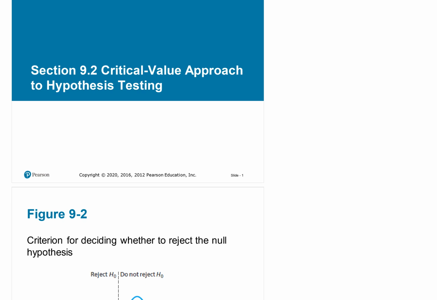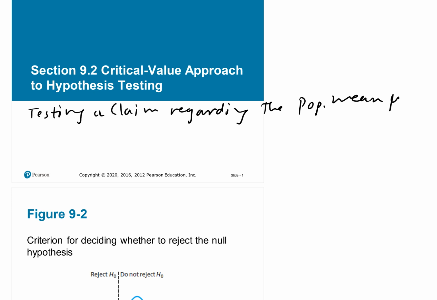Again, this will be basically testing a claim regarding the population mean mu with a standard deviation known to us. And this method is called the classical approach method. And in the next section, we will show you what we call the p-value method.